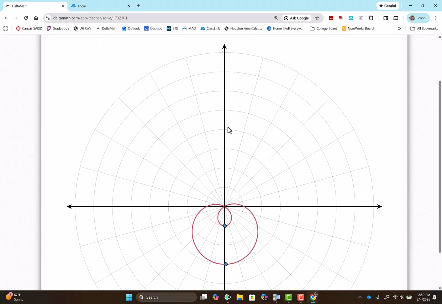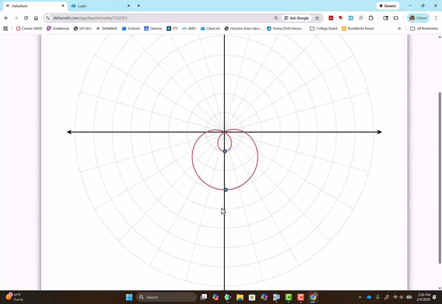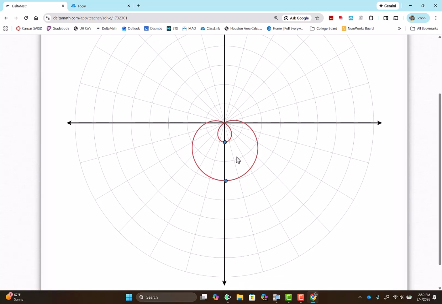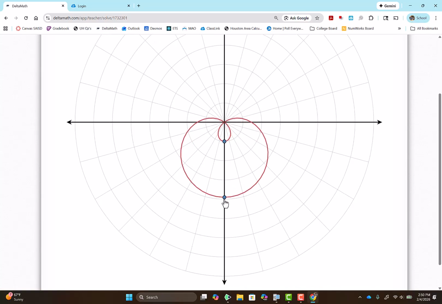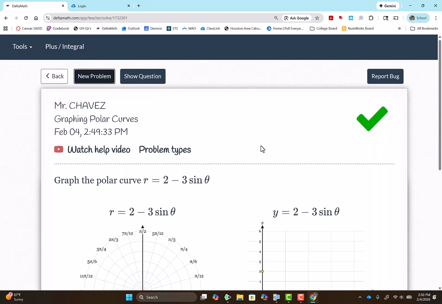Hold on. Now let's do the 3 pi over 2. Sine of 3 pi over 2 is -1. Negative times a negative is a positive. What is 2 plus 3? 5. So here I am at the negative y-axis, and I'm going to go 5. 1, 2, 3, 4, 5. Do you guys see what we did? And I'll watch. Check it out. Submit. And look.